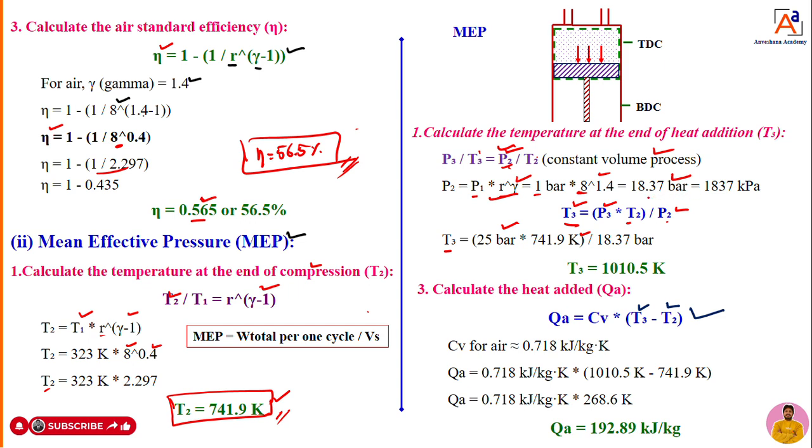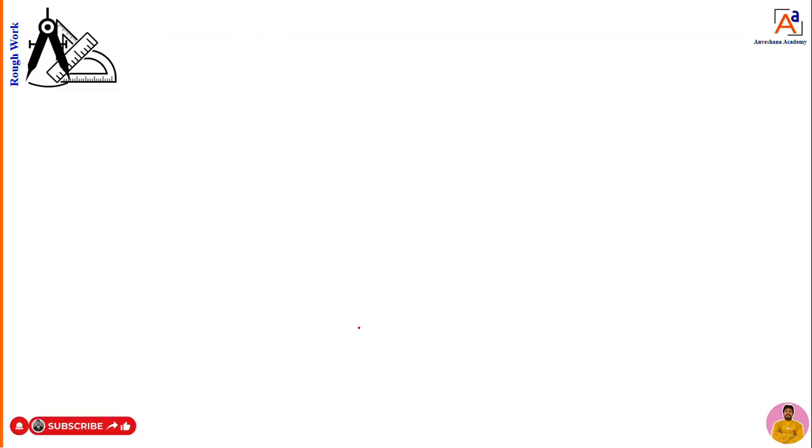P2 we already calculated, right? That is 18.37 bar. Now I am putting all values in terms of bar only. Then bar will get cancelled, here at the denominator bar will get cancelled. Then the only thing left is temperature. That temperature is T3, that is 1010. That means, dear students, T3 is greater than T2. That means at T3 you are going to get maximum pressure and temperature as per the Otto cycle, that you can see here now.